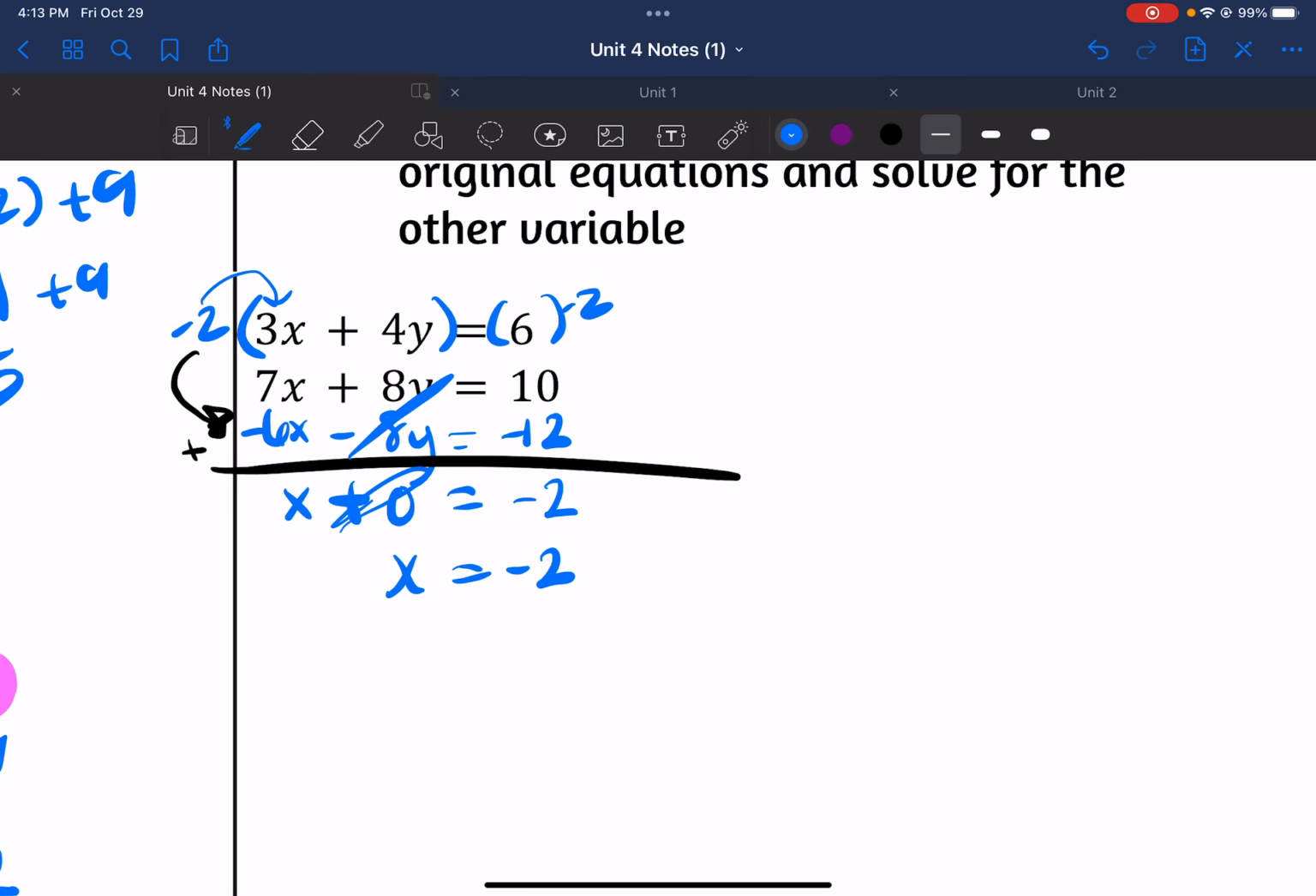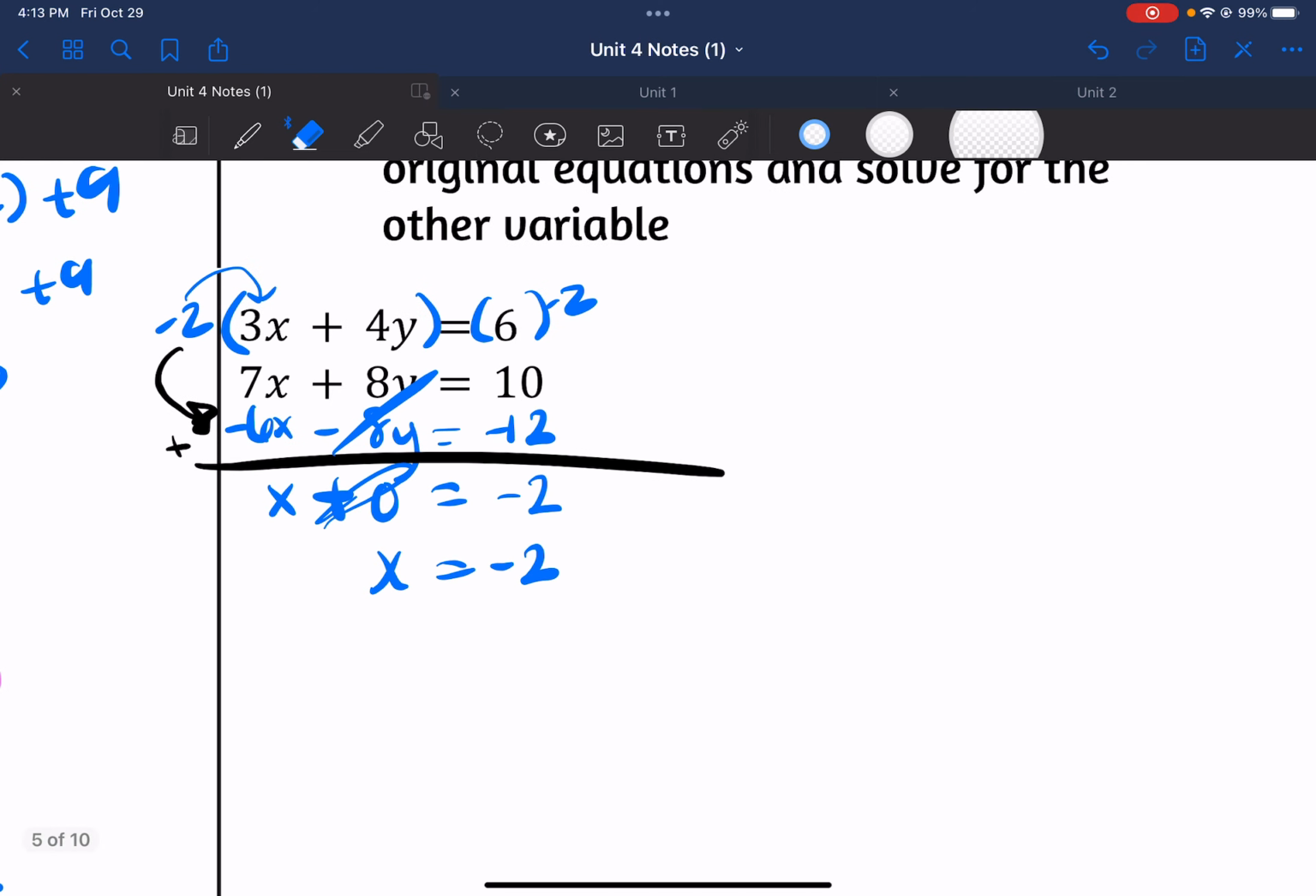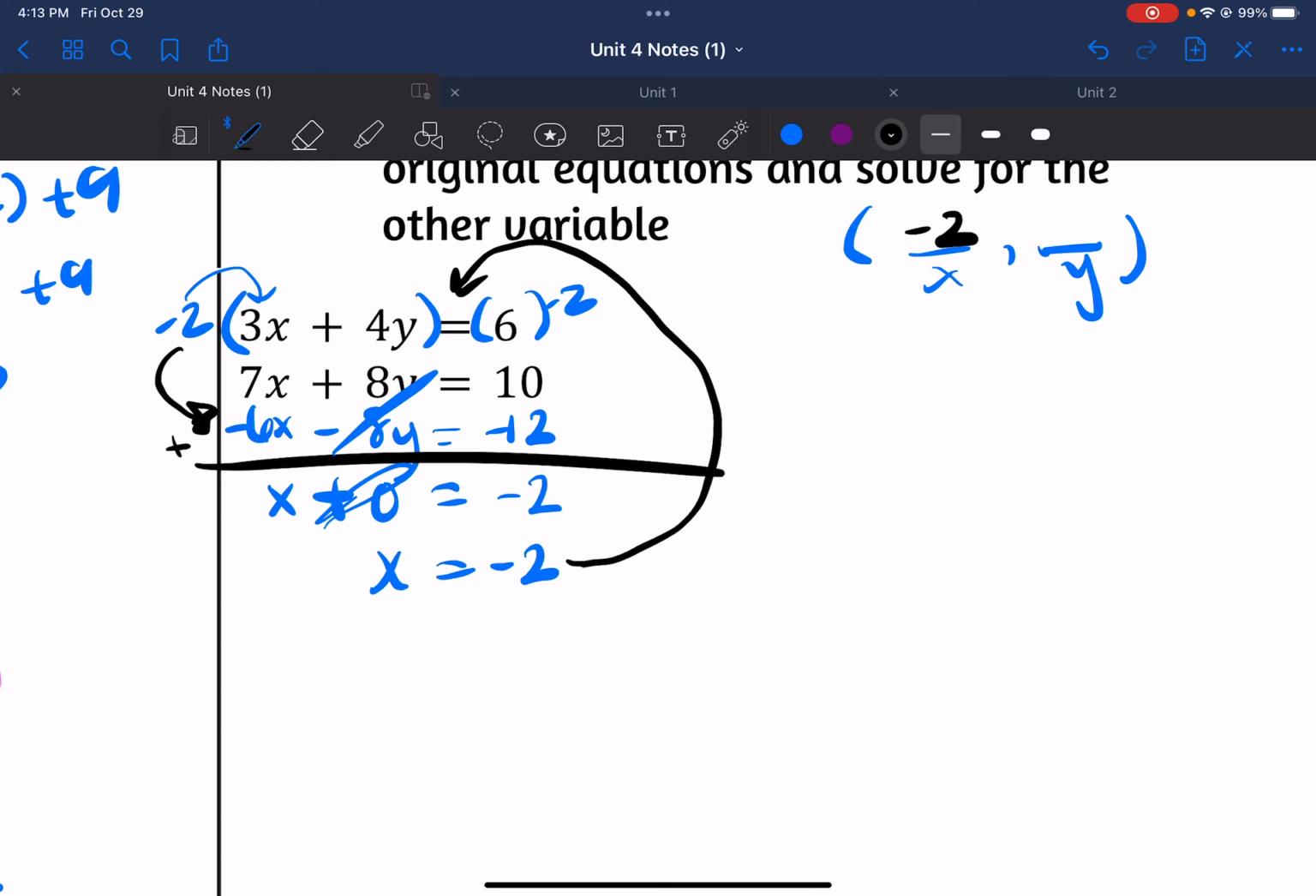Okay, so I found my x value for my solution right now. I found my x value. So I know that my solution is going to be when it's x comma y, right? X comma y, I know that my x value is a negative 2. To find out my y value, all I do is plug in this negative 2 into this equation here or this equation here, and then I solve for y.